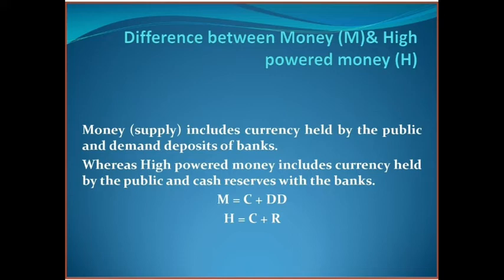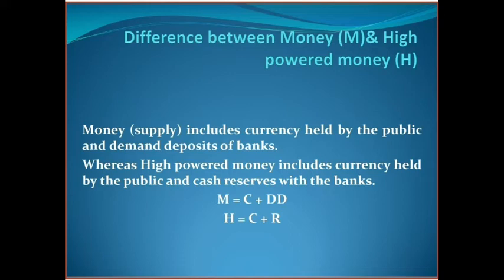Now we can learn about the difference between money and high-powered money. As we discussed earlier, money includes currency held by the public and demand deposits of banks. But high-powered money includes currency held by the public and cash reserves with the bank. So the equation is: money M is equal to C, currency held by the public, plus DD, demand deposit, whereas high-powered money H is equal to C plus R, that is, currency held by the public plus cash reserves with the bank.